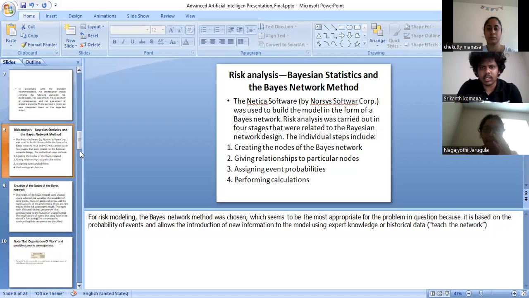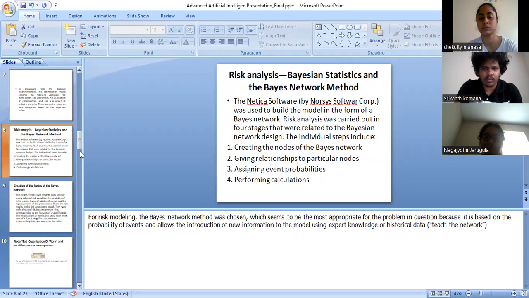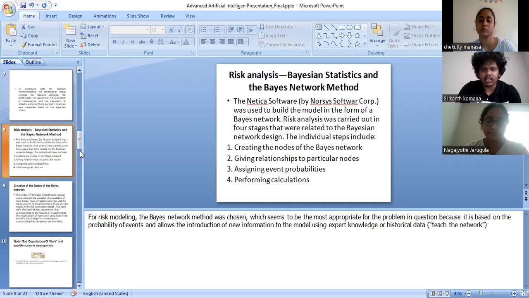Risk analysis, Bayes statistics, and the Bayes network method. The Netica software was used to build the model in the form of a Bayes network. Risk analysis was carried out in 4 stages related to this Bayes network design. The individual steps include creating the nodes of the Bayes network, first, and second, giving a relationship to particular nodes. Third is assigning event probabilities, and fourth is performing calculations.